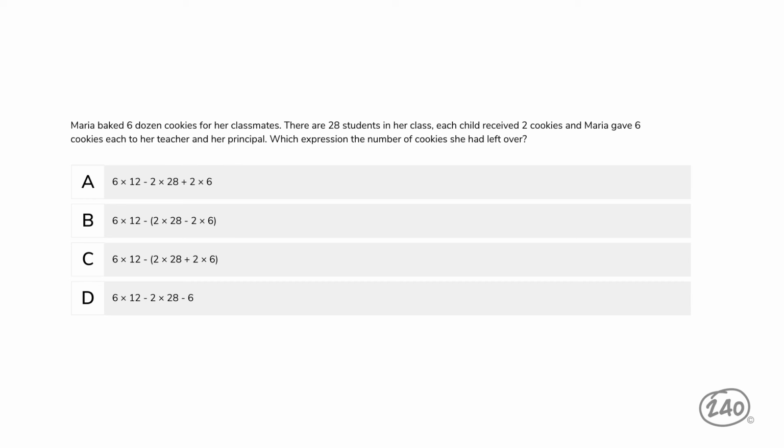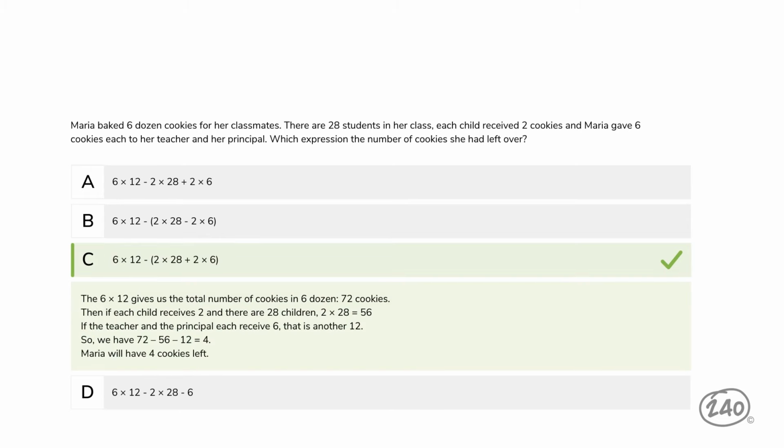Let's figure out how many cookies Maria started with first. Now she baked 6 dozen, and a dozen is 12. So we multiply 6 times 12. Next, we need to take away all the cookies that she gave out. So we need grouping symbols. We need to include 2 cookies for each of her 28 classmates and 6 cookies for both her principal and her teacher. So this choice is the correct formula.